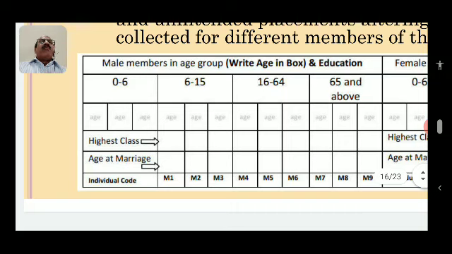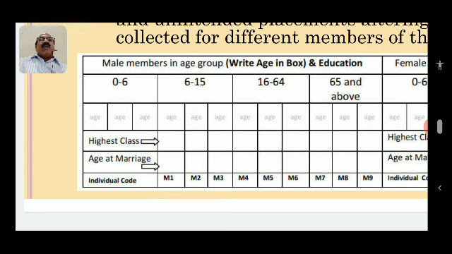See, male members in the age group, write age in the box, and education. Say 0 to 6. Why have you segregated? That means immediately you can segregate those persons or male members who will not be counted in the literacy. Then 6 to 15, that means schooling age. Then 16 to 64, they can be non-dependents, or they can be engaged in independent income. Then 65 and above, again those are the dependent population.